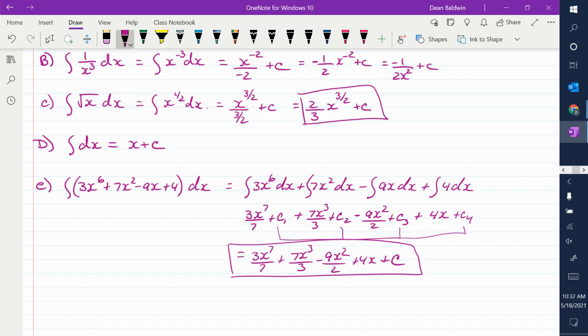3x to the 6 or x to the 7 over 7. Then do that one, then do that one, then do that one, and then just write down a plus C at the end, and you're done. You don't have to go through these steps here. Okay?